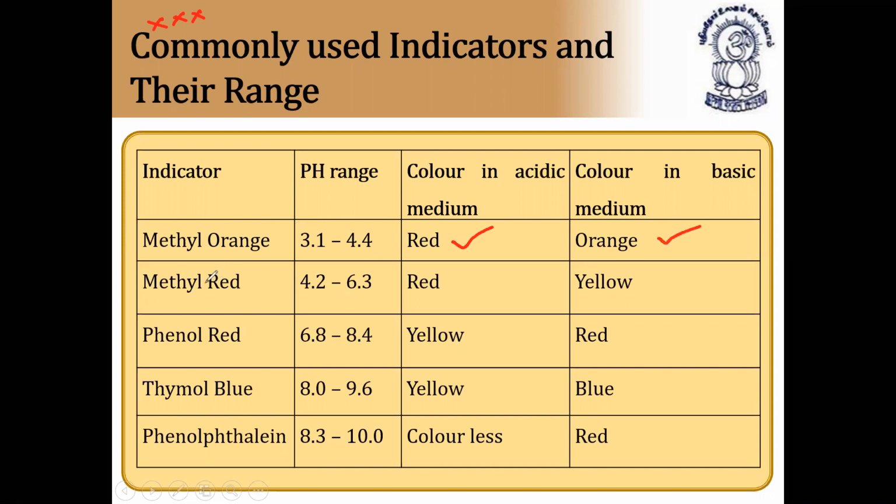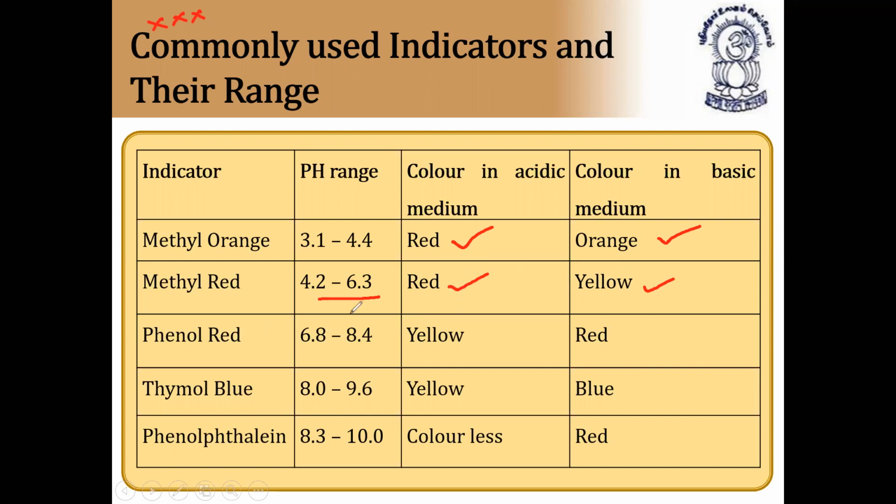And similarly, methyl red is another type of indicator having the pH range 4.2 to 6.3. When methyl red is added to an acidic solution, it changes the solution to red color. Similarly, when methyl red is added to a basic solution, it changes the solution to yellow color. So if the color of the solution is yellow, the solution is basic. Questions like these they'll ask in the examination.